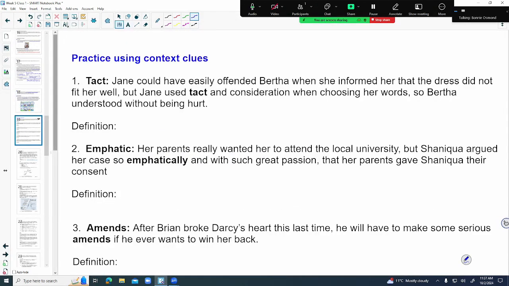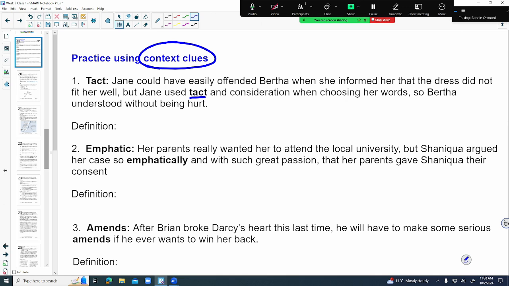Okay, so let's practice using context clues. So first of all, what are context clues? Context clues are clues to the meaning of words, and the clues are around the words. They're used in context. So for example, number 1, tact. Jane could have easily offended Bertha when she informed her that the dress did not fit her well, but Jane used tact and consideration when choosing her words so Bertha understood without being hurt. Okay, so what does the word tact mean? You may not have ever heard that word before, but because of the way it's used in the sentence, we should be able to figure out basically what it means. Okay, so this is using context clues.